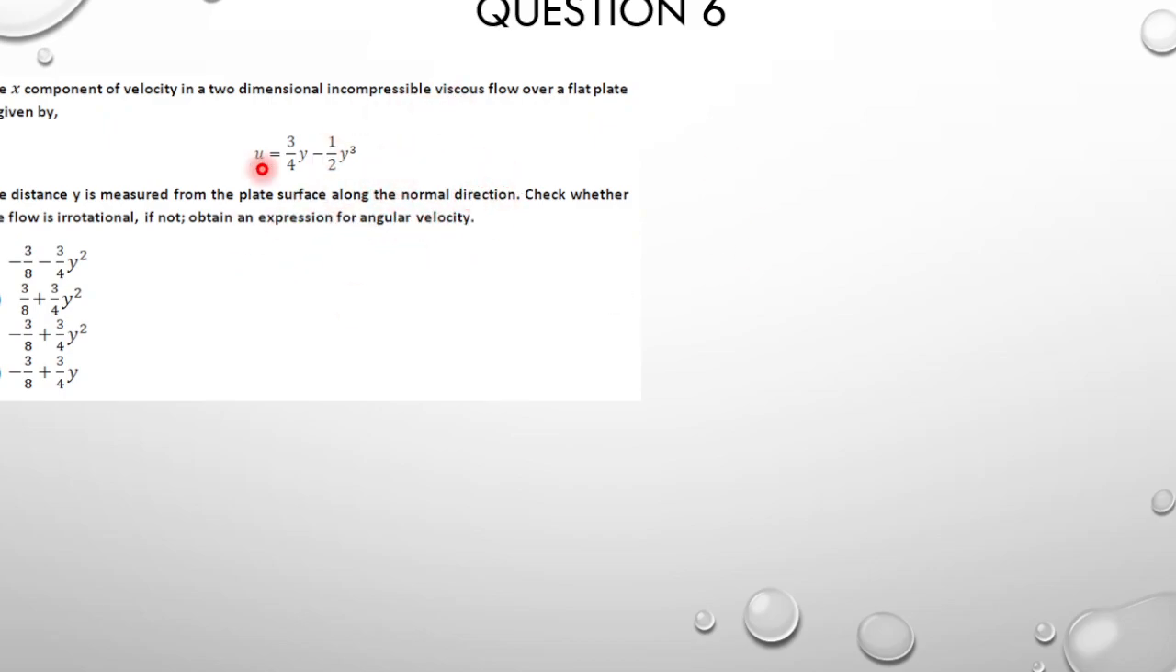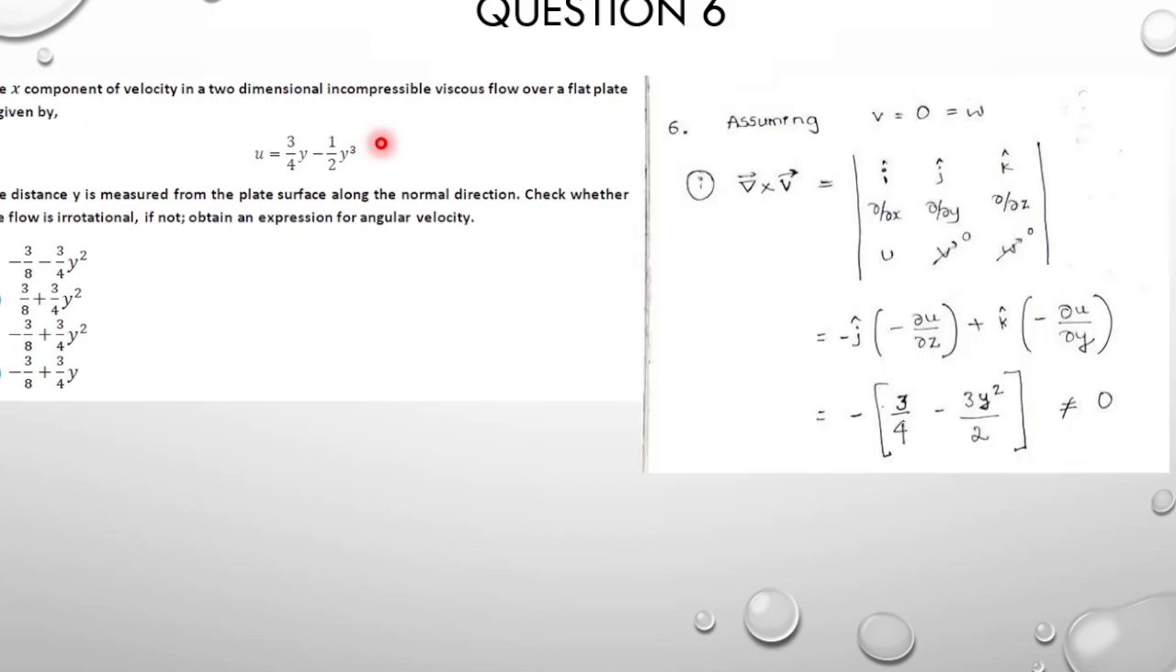Now how do you check whether the flow is irrotational or not? Just take the curl of the velocity. If it comes out to be 0, then basically there is no rotation component involved in the flow. So we are assuming that the V and W components, that is the Y and Z components, are 0. With that in mind, let us calculate the curl of the velocity. The curl of the velocity is turning out to be some value. It is not equal to 0. Hence, the flow is not irrotational. It is rotational. I mean there is some angular velocity.